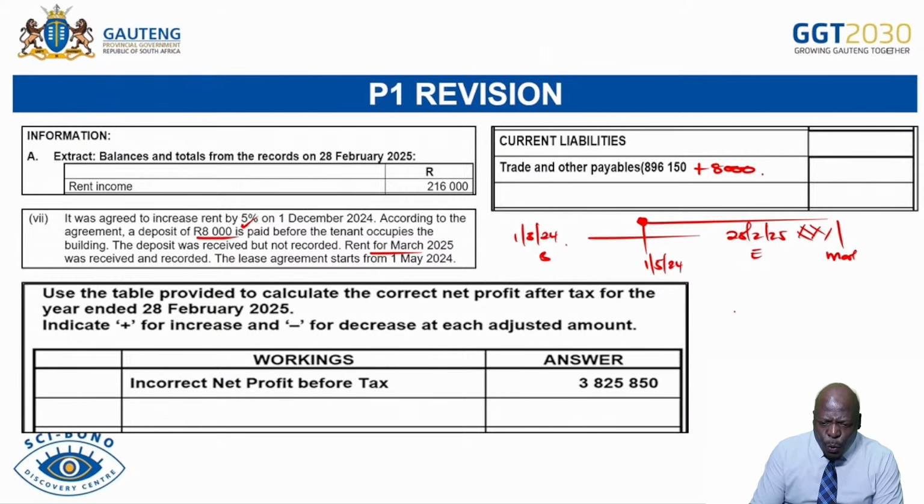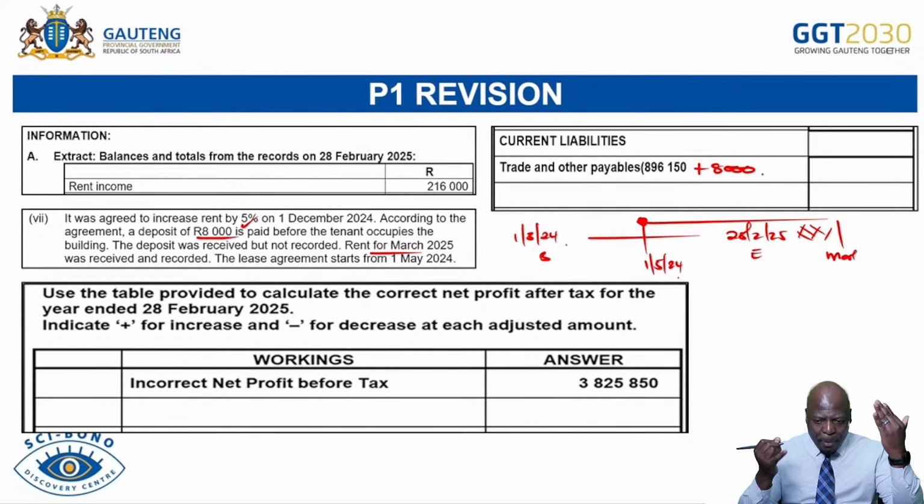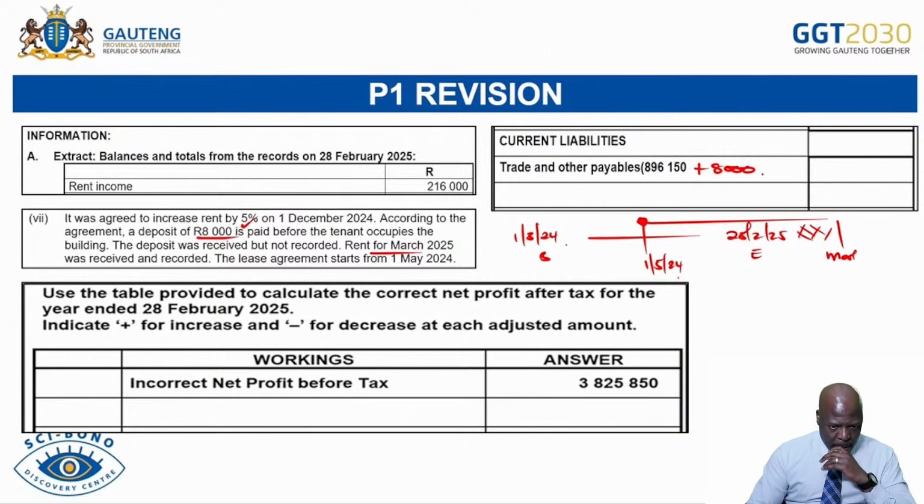Now, we know that we have received rent from the 1st of May. We're told here May, June, July, August, September, October, November, December, January, February. The year was supposed to end, but then we received for March. So we received rent for 11 months. But not all 11 months had the same rent, because rent increased by 5% on the 1st of December. So that means from May to December, 1st of December. And we've explained this earlier on.